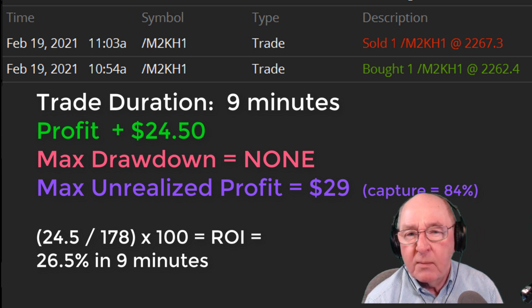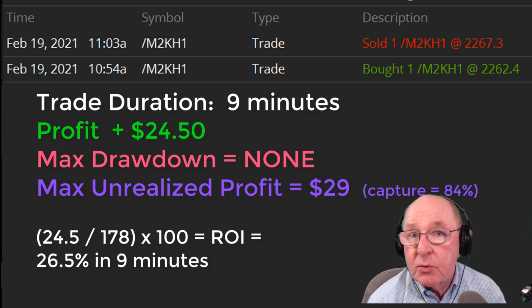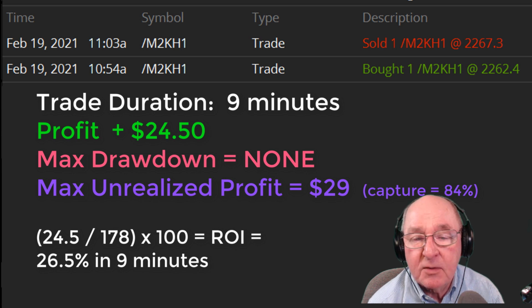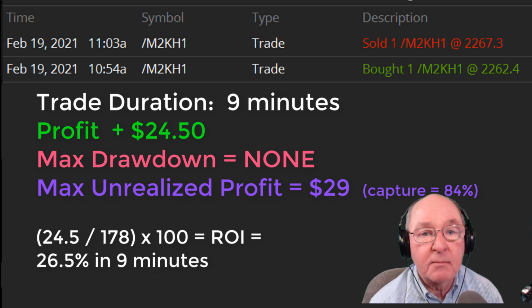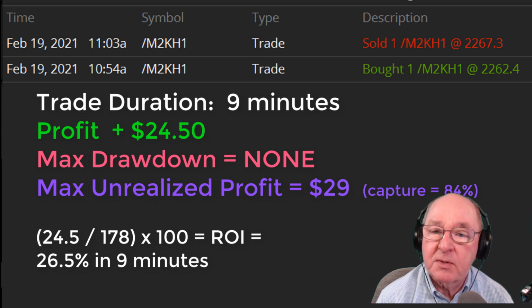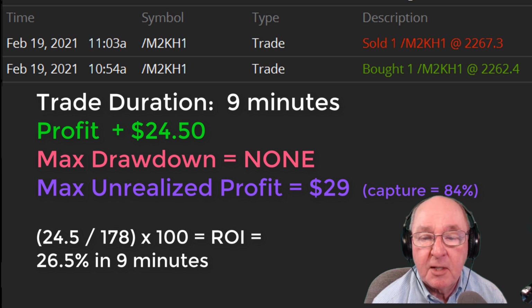And one of the things you should remember too, if we had been trading that regular sized E-mini Russell 2000, instead of the micro, we would have made $245 in the 9 minutes. We would have done it with the same stats, no drawdown, possible $290. We captured 84% of it. And we made the same percentage return on the money, only it was bigger.